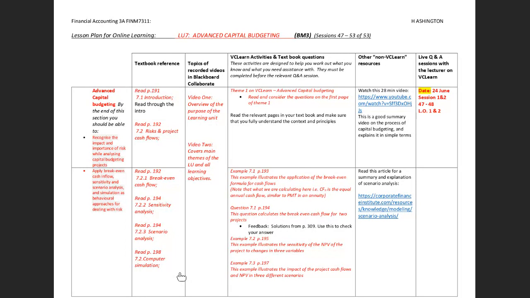And just the point that they make at the bottom there is that computer simulation is more realistic than sensitivity analysis, because it provides an indication of the relationship between the variables, cash flows, and the returns.